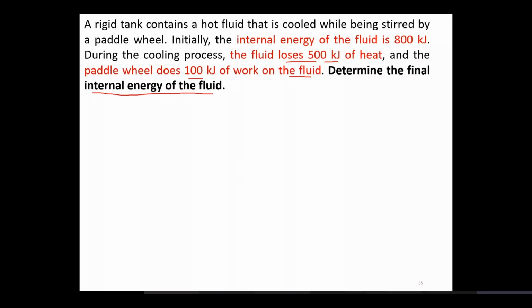The first thing that you need to do is draw a schematic so that it becomes easier for you to apply the energy balance equation. Schematic is very important. So if I have this rigid tank and there is some fluid inside it, the information given to me is that the internal energy U1 at state 1 is 800 kilojoules. This is the first information given to me.